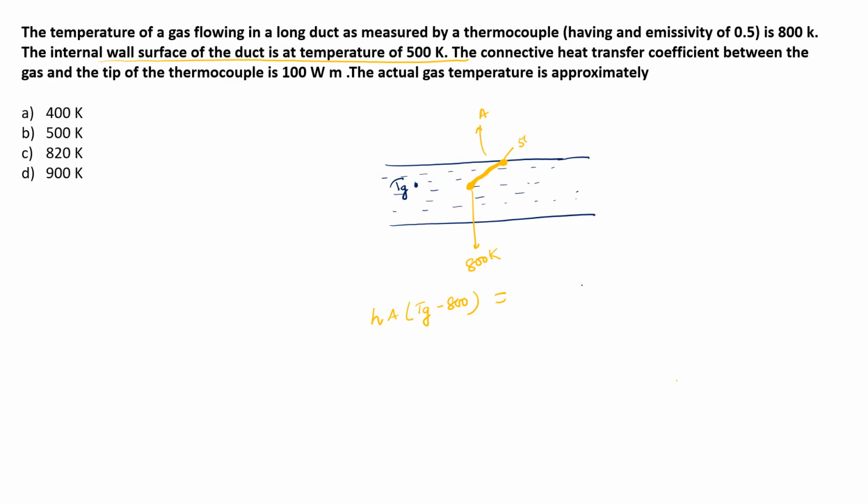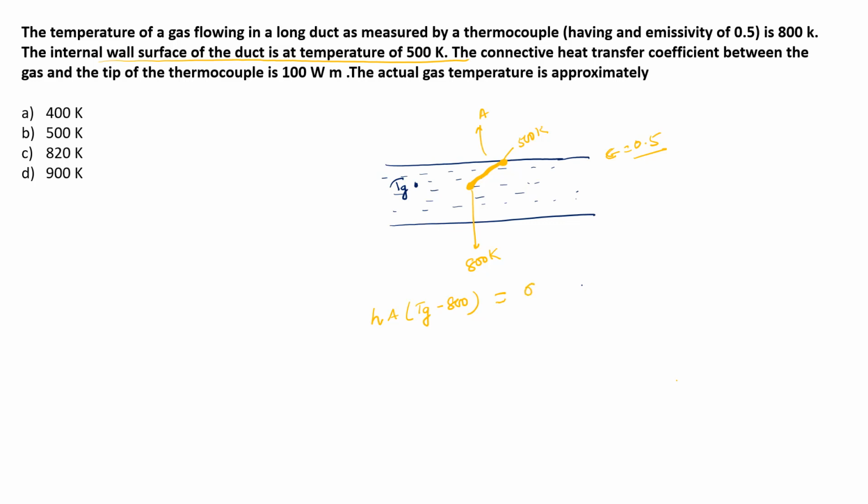So here the temperature is 500 Kelvin. So there is a temperature difference. Even if the temperature difference had not been there, since it has some emissivity, and the emissivity value is given as 0.5, due to this radiation the heat will be lost. Now what is the amount of heat loss that will happen?